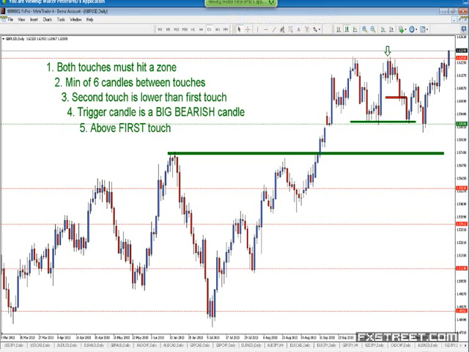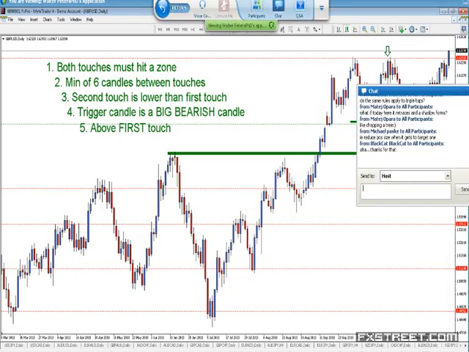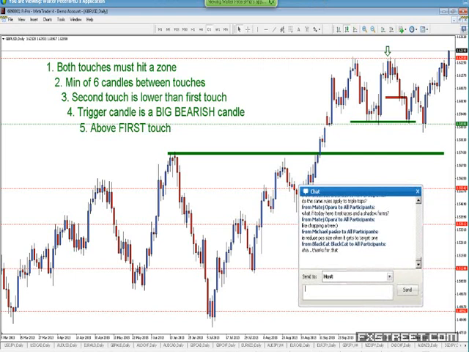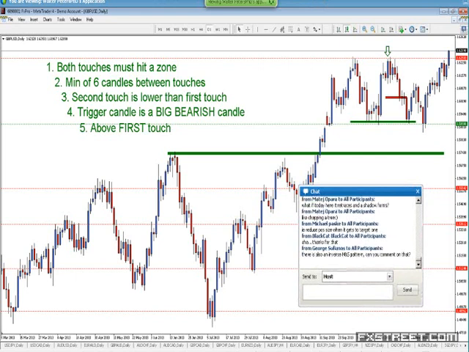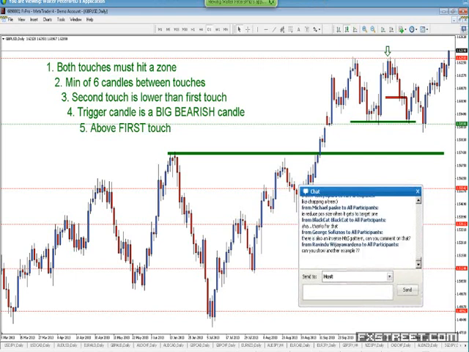Walter, Gabriel says, would you take the trade also if the second high goes higher than the first touch, but then closes really bearish and inside the previous touch? If the second high goes higher than the first touch, no. That's a different trade setup, Gabriel. There's a whole set of rules for that one, and we might get into that at one of these sessions. In fact, maybe we can do that next month, Gabriel.